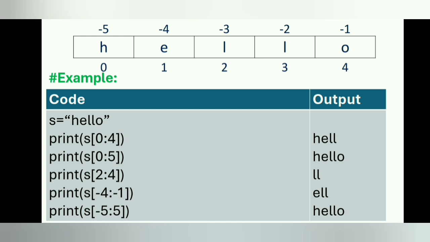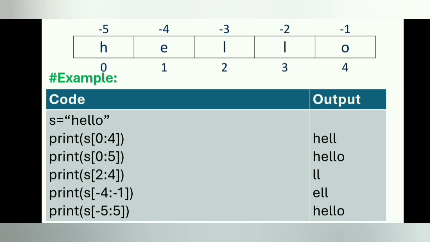The last print statement, print s[-5:5], will display the characters from position -5 to 5. Here 5 is excluded, so it will display the characters from position -5 to 4. Hence the output will be hello.